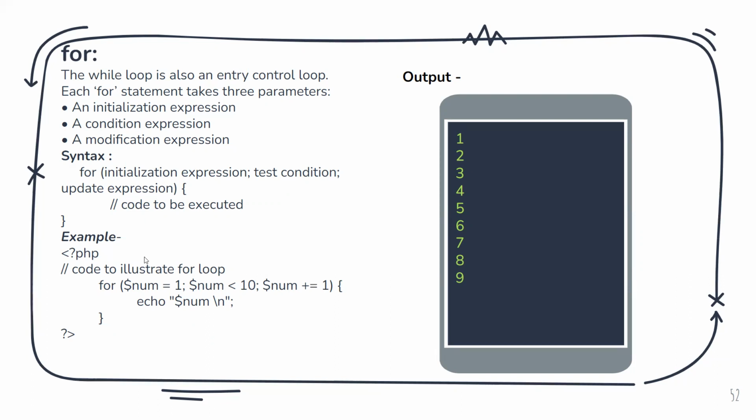The program explains the same function. Earlier we saw printing 1 to 9 using while and do while. A similar thing can be achieved using for as well.